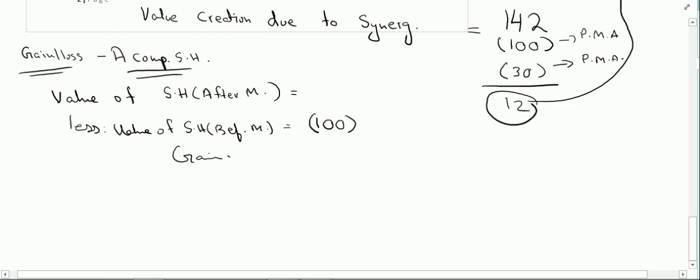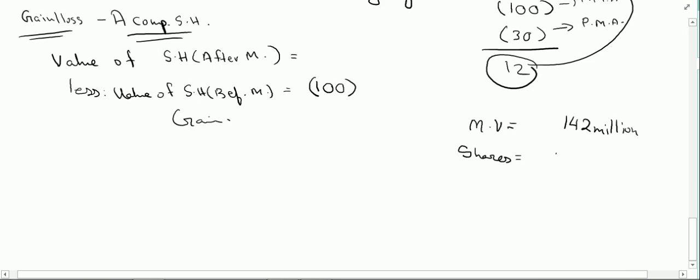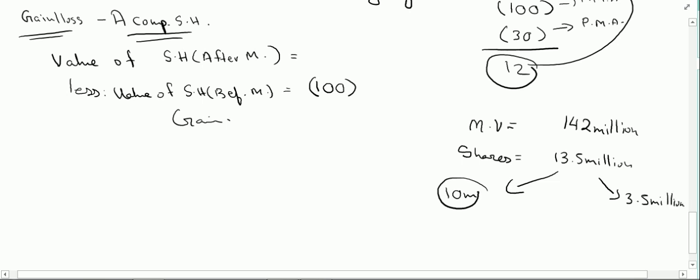Now what's the value of these shares after merger? This is very interesting. As per our calculation, the market value of the merged company is 142 million. And we also know that the merged entity has 13.5 million shares, the revised number of shares we calculated. These have two portions. Number one, 10 million shares which were also in existence before merger, and 3.5 million shares which came into existence right after merger, because I issued these shares to T's shareholders.